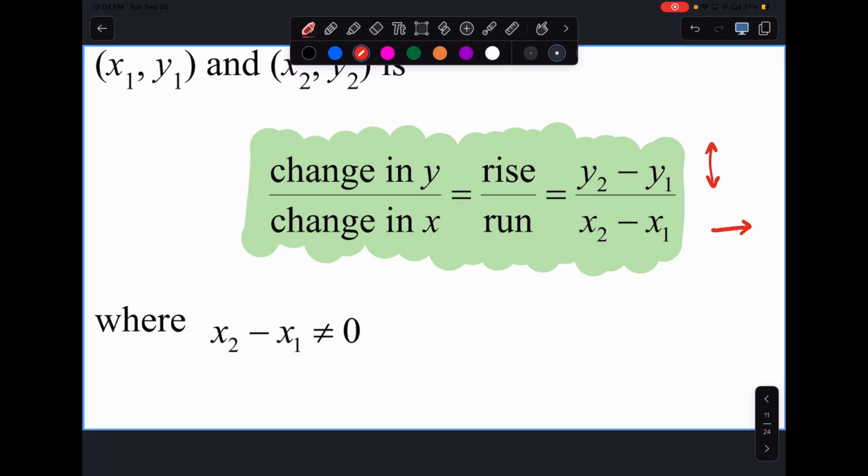Okay, then if x2 minus x1 equals 0, we can't do it. It's undefined because we would end up with a vertical line. And we'll get into that more a little bit later.